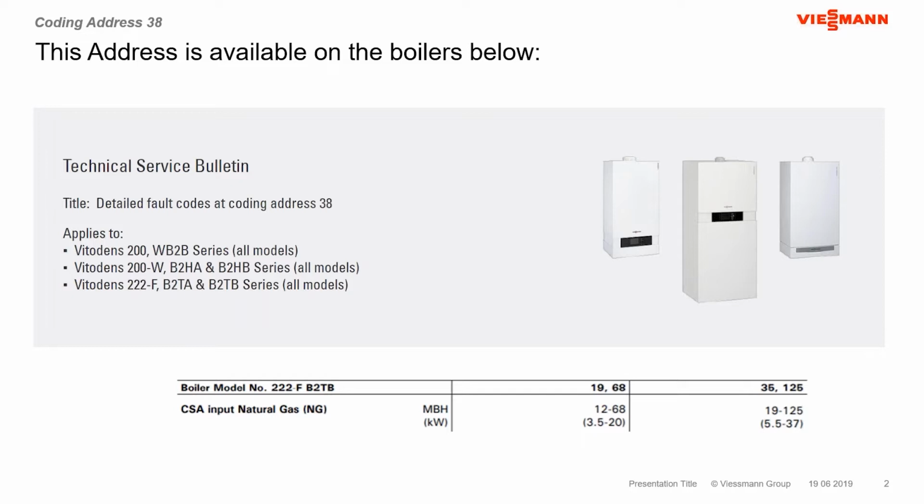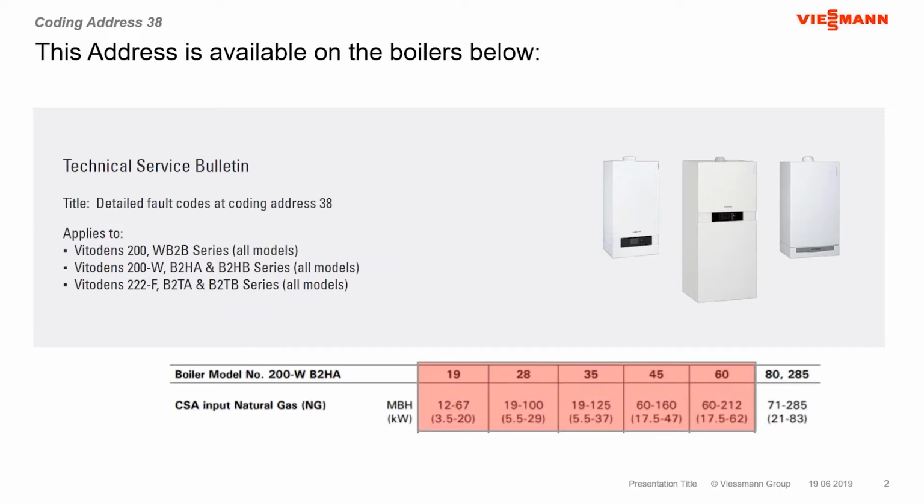But there are two different generations. Currently, we're only selling the B2TB 125, so the B2TB 68 is not available currently, just the B2TB 125. However, everything in that B2T series would have that address 38 available on it as we move through. As well, the B2HA and B2HB series of boilers, you'll see the Viessmann 200.